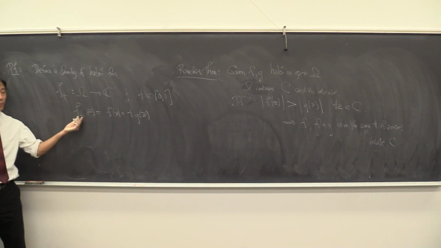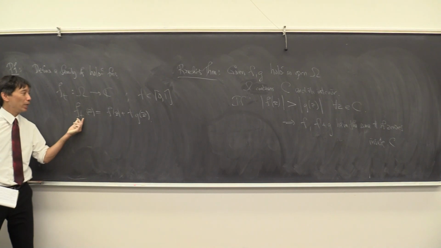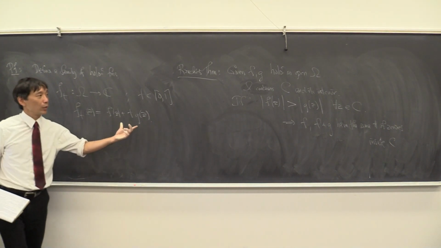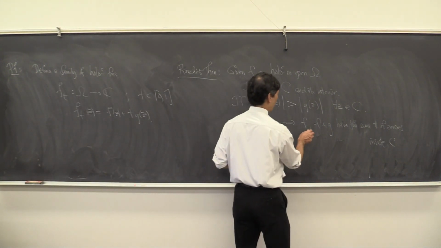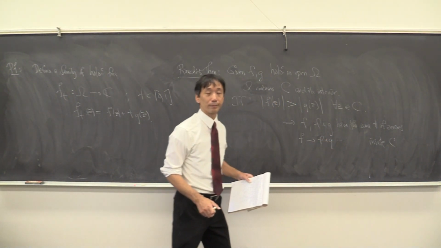Okay. So right at time 0, when t is 0, you get f. When t is 1, you get f plus g. So you're just linearly moving from one function to the other function.